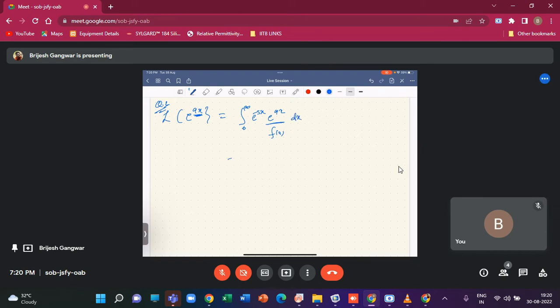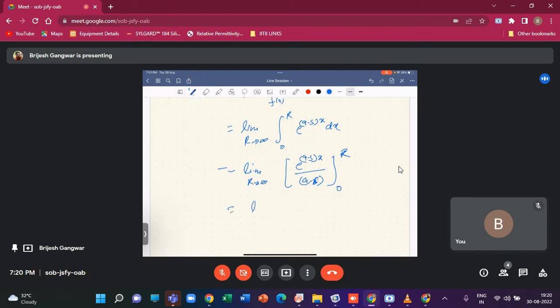So this will be the integral from 0 to infinity of e to the power minus sx times e to the power ax, which is our f(x), dx. Okay. So again we will find the limit r tends to infinity of the integral from 0 to r of e to the power (a minus s)x dx. Integration of this will be e to the power (a minus s)x upon (a minus s), from 0 to r.